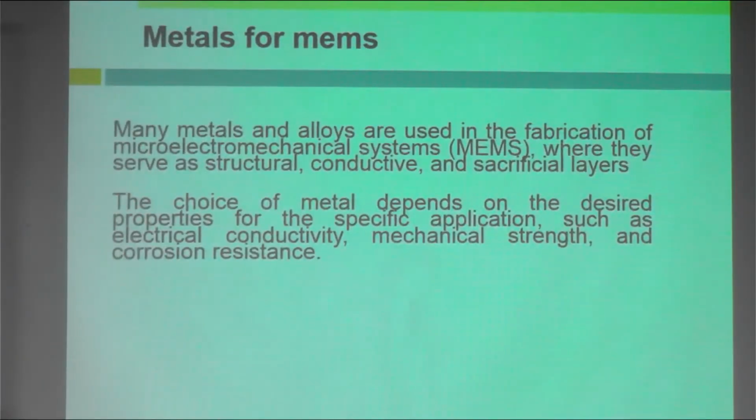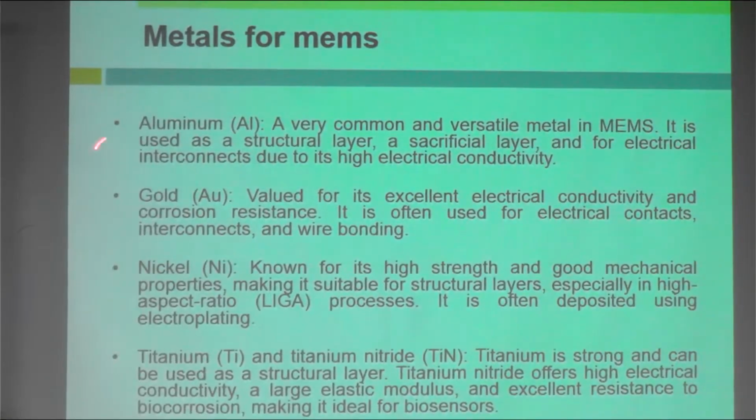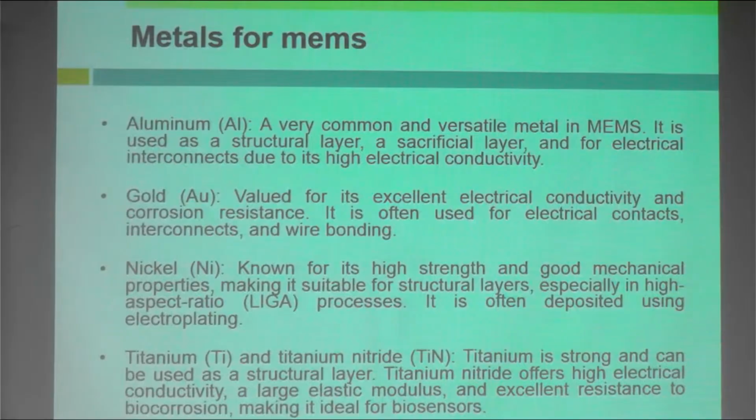And next is metal. Many metals and alloys are used in the fabrication of MEMS, where they serve as structural, conductive, and sacrificial layers. So these are three general applications for metals. The choice of metal depends on the desired properties for the specific application, such as electrical conductivity, mechanical strength, and corrosion resistance. For example, we use aluminium, gold, nickel, and titanium.